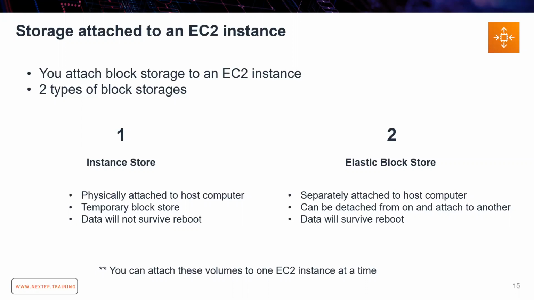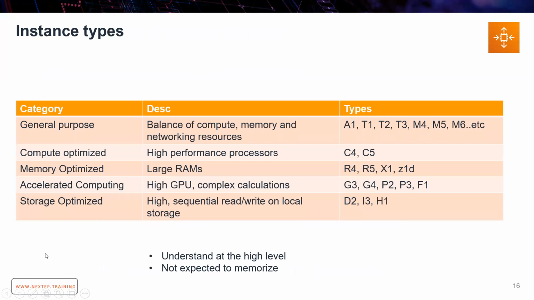With EBS, when you attach an EBS volume, you're going to say, hey, I need a 50 gig EBS volume. So you'll be charged for 50 gig whether you use it or not. I want you to understand that. And then EBS volumes can be attached to only one EC2 instance at a time. So these are about storages and storage volumes.